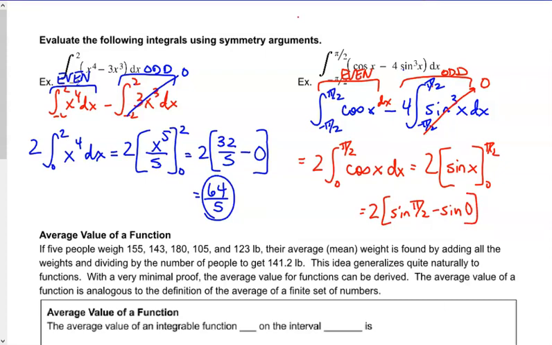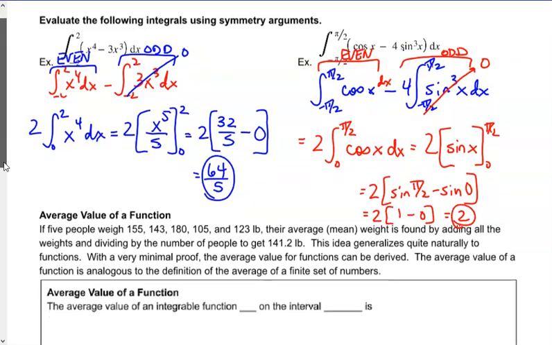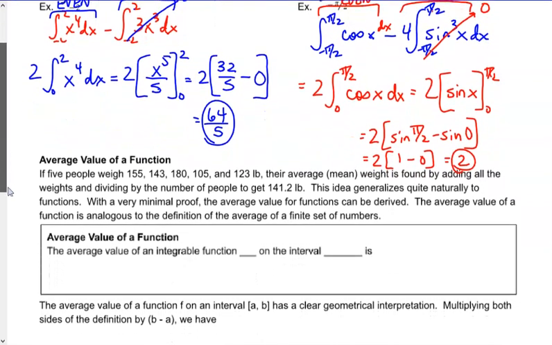Make sure you find each one of those values. Now here, again, make sure you know the graph, or make sure you know your special angles of your trig functions. This is 1, sine of 0 is 0, therefore when I multiply by 2, I get an answer of 2. So those are working with even and odd functions to make life just a little bit easier.